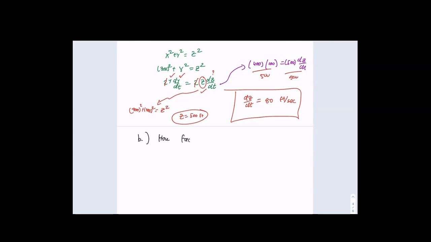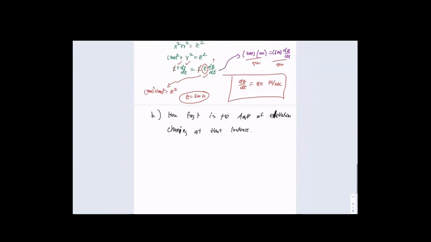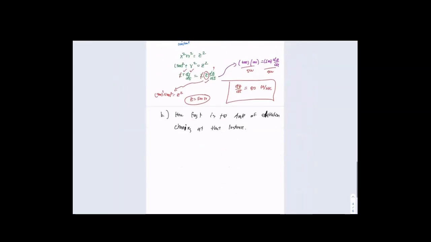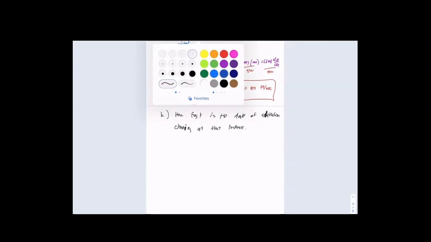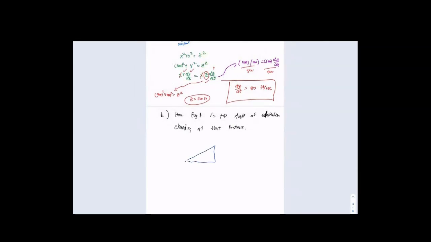How fast is the angle of elevation changing at that instant? So we're just following up with the same picture. All the information is the same. We have every piece of information that's going. So we're going to assume we don't know what dz/dt is though.